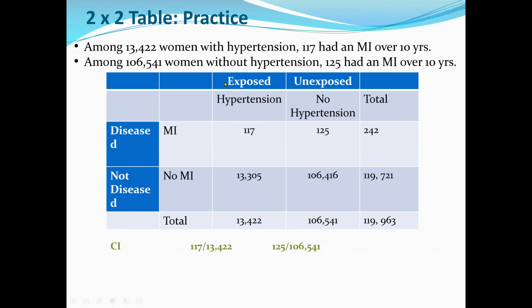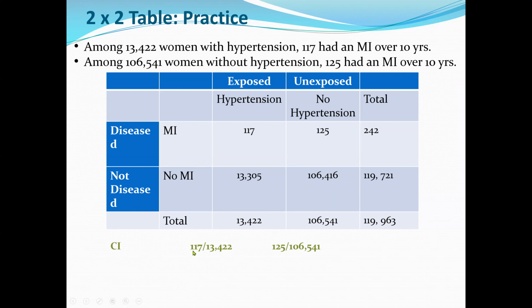The total here is those who have the disease, both exposed and not exposed, 242. The total here is those who don't have the disease, both exposed and not exposed. And 119,963 will give us the total women altogether in the study. So we are going to use the table. Again, we get the same value.